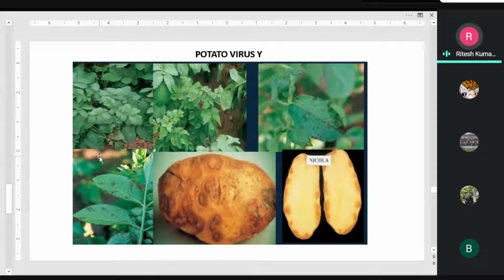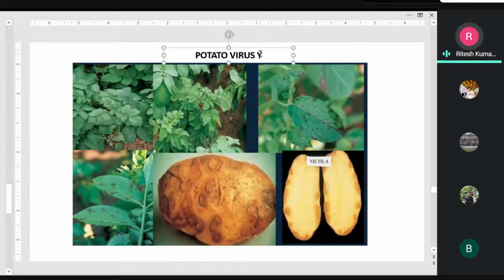So there are again several strains. Some strains are mild, some strains are very severe, right? When strains are very severe, on leaves they cause necrosis, some kind of necrotic dead spots are produced on the leaves. And of course necrotic spots are also produced on the tubers if the strain of potato virus Y is severe. Generally this potato virus Y causes potato mottling, or it causes severe mosaic.